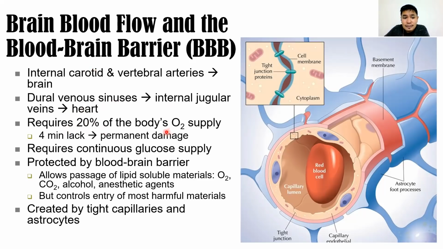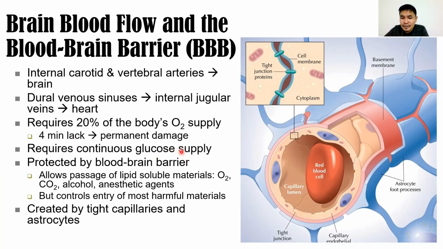The brain requires 20% of the body's O2 supply, oxygen supply. Just 4 minutes of lack of oxygen would result in permanent damage. This is the reason why, if there is an area in the brain that is lacking oxygenation or blood supply, we really need to be fast in the management, in assessing where the area is that is most probably not receiving proper oxygenation, because after 4 minutes, it could really result in permanent damage.